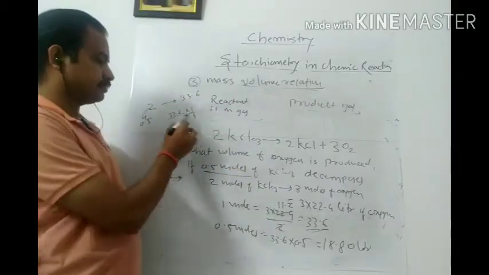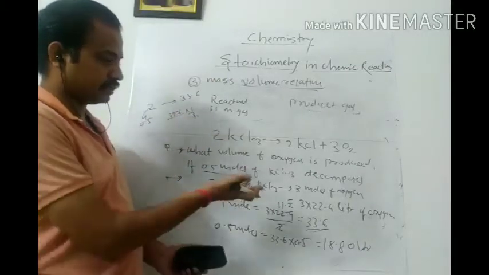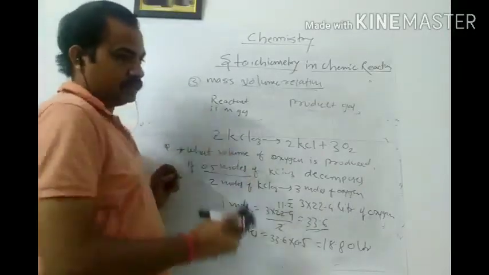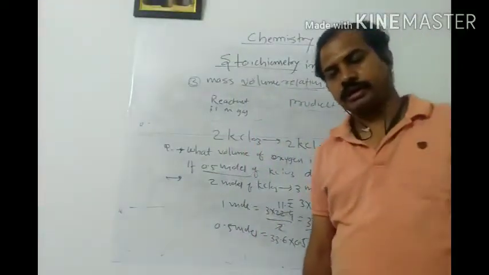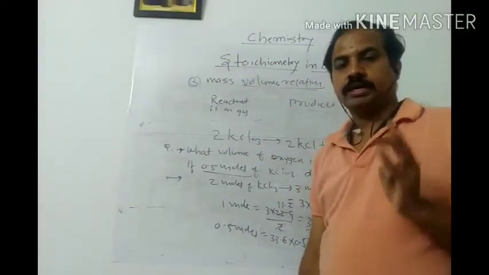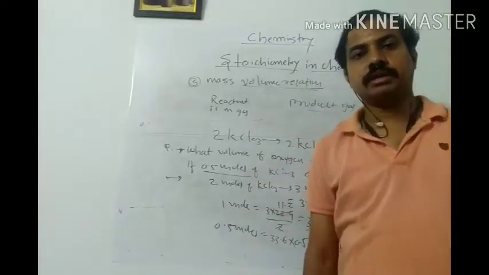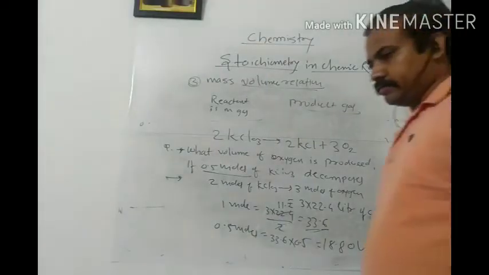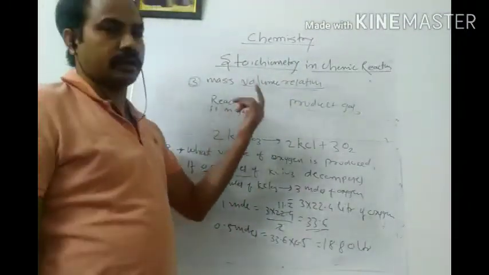Check it once. You will get the same answer. Either you can use this method or that method, no issue. So in this way we have seen stoichiometry in a chemical reaction. Basically we discussed 3 relations. First is the mass-mass relation, in which the reactant is in mass and we get the product in mass. Then we have seen the second, the mole-mole relation. Here the number of moles is given, and we have to find out the number of moles on the reactant and product side.